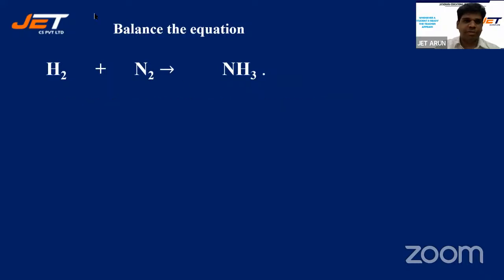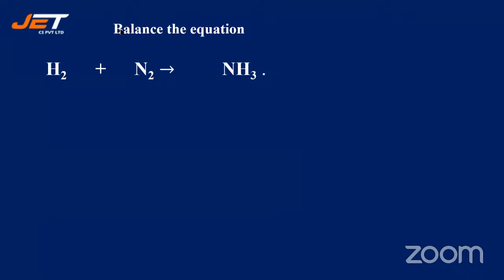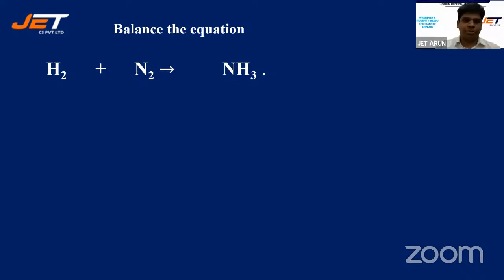Here, students, let's say we've got a skeletal equation. So here is a skeleton equation: H2 plus N2 gives rise to NH3. But if you look at the number of atoms on the left-hand side and right-hand side, they're not equal. Okay, let's see how we go about it.